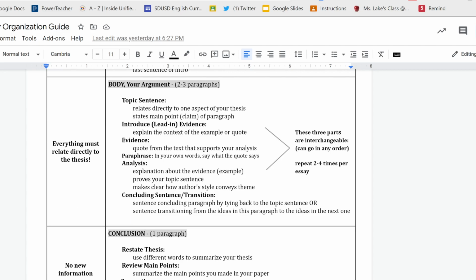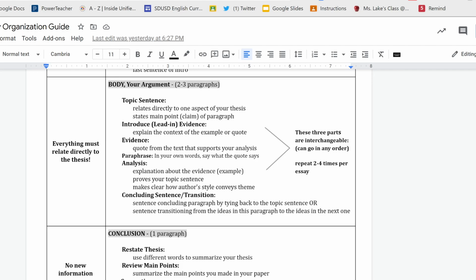It should relate directly to your thesis. Next, you'll provide evidence and analysis to help you prove your topic sentence. Make sure to provide a short amount of paraphrase before and after your quote, and a little bit of a summary to lead into your quote, but remember that this paragraph is mostly evidence and analysis, not mostly summarizing and paraphrasing.